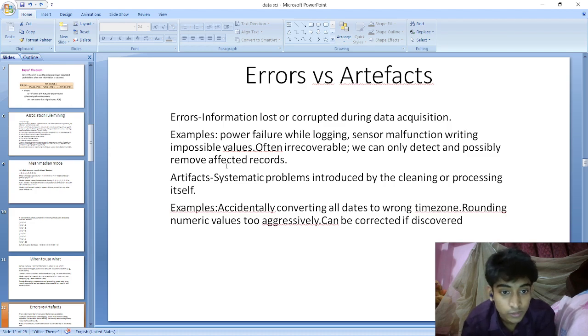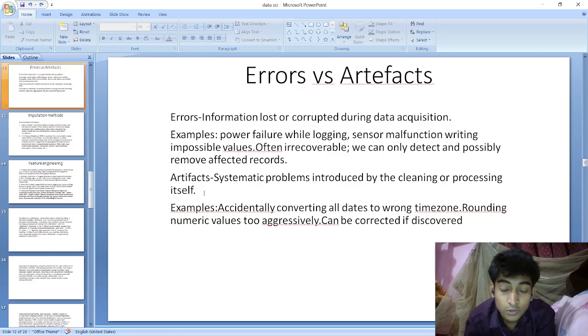That will be best. Now, artifacts are systematic problems that can be corrected, right? They are introduced in the cleaning process itself. For example, accidentally converting all dates to the wrong time zone, or rounding numerical values too aggressively. They can be corrected, but it's harder to detect them. But once detected, they can be corrected.